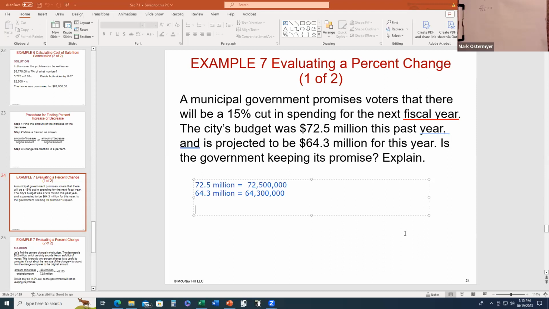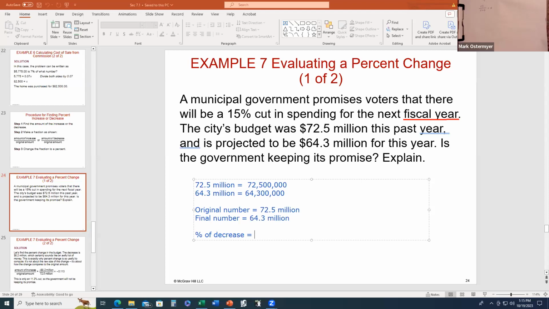Now, here's what we got. Here's how we have to do these problems. Our original number is 72.5 million. That's our original number. Our final number is 64.3 million. That's our final number. There definitely was a decrease in the budget. Let's find out what percent. So we're going to compute a percent of decrease.